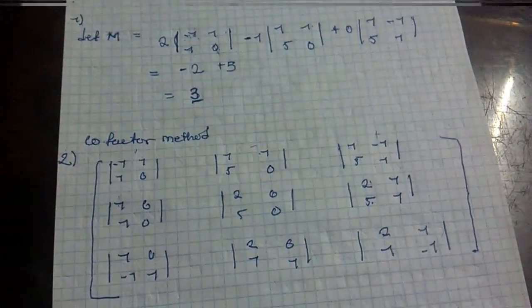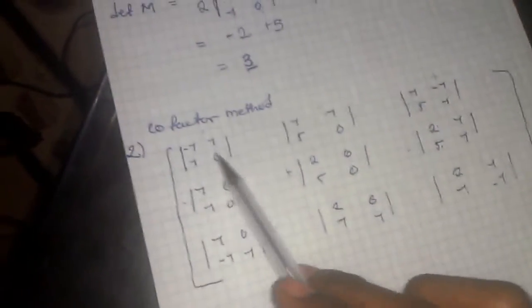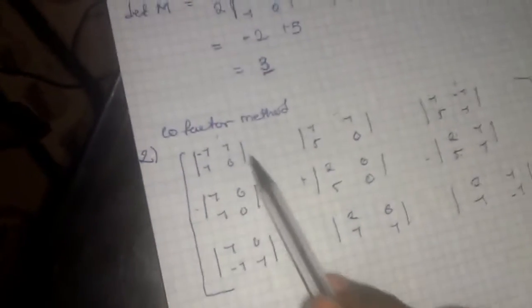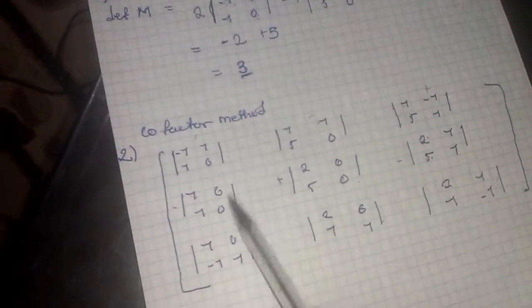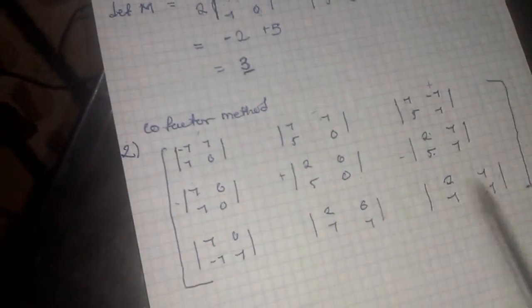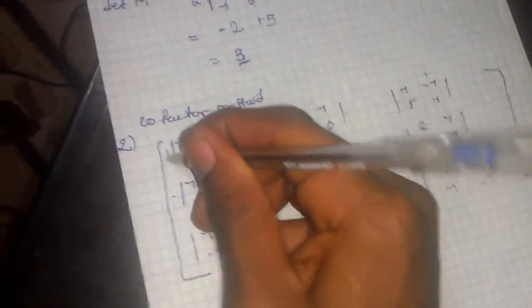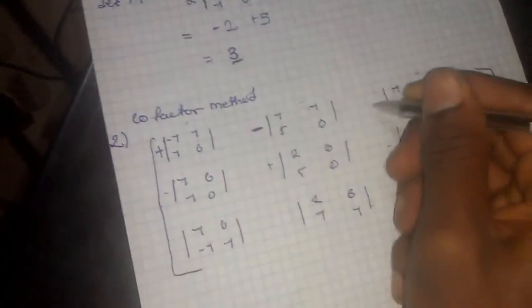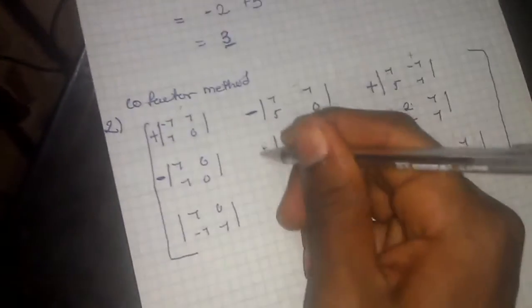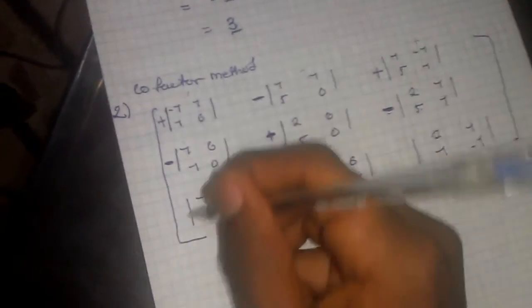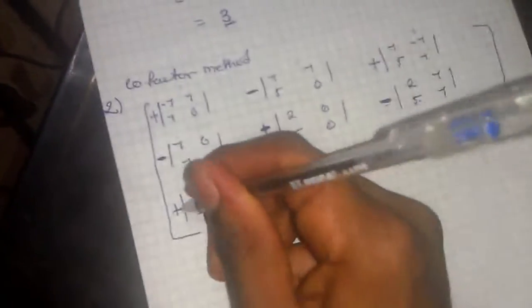So the next thing we'll do, after looking for the cofactors, is to put a sign. We have to add a sign to these. So here we have positive, negative, positive. Here instead it alternates: negative, positive, negative. Here we repeat positive, negative, positive.